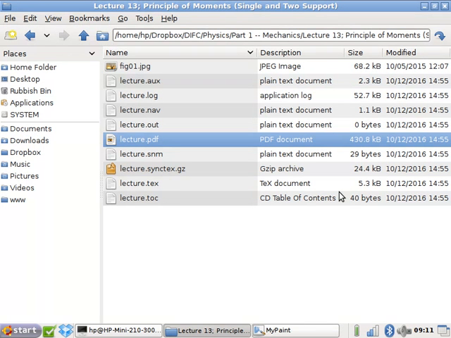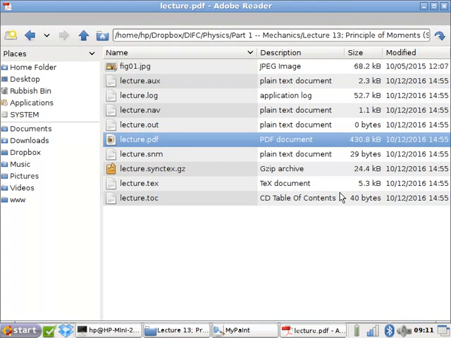Okay, let's start then. If you can write the title down. Single and two support, principle of moments.